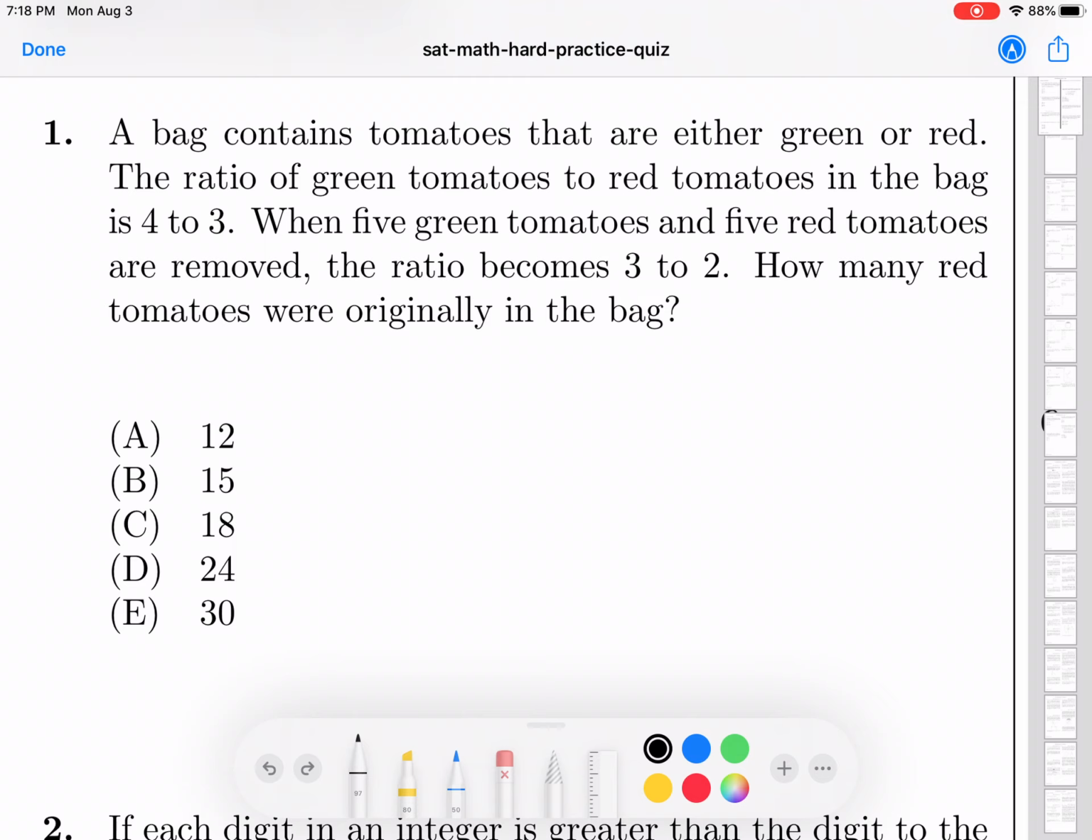A bag contains tomatoes that are either green or red. The ratio of green tomatoes to red tomatoes in the bag is 4:3. When 5 green tomatoes and 5 red tomatoes are removed, the ratio becomes 3:2. How many red tomatoes were originally in the bag?